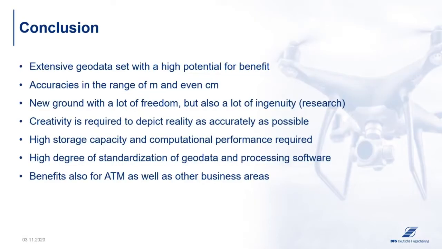So as a conclusion, we can state that we have an extensive geodata set with a high potential for benefit. We have accuracies in the range of meter and even centimeter. Geodata is a new ground for AIM, which means on the one hand a lot of freedom, but also a lot of ingenuity. We need creativity to depict reality as accurately as possible, and we need high storage capacity and computational performance. But on the other side, we have a high degree of standardization of geodata and processing software. And of course, we have a lot of benefits also for ATM as well as for other business areas.